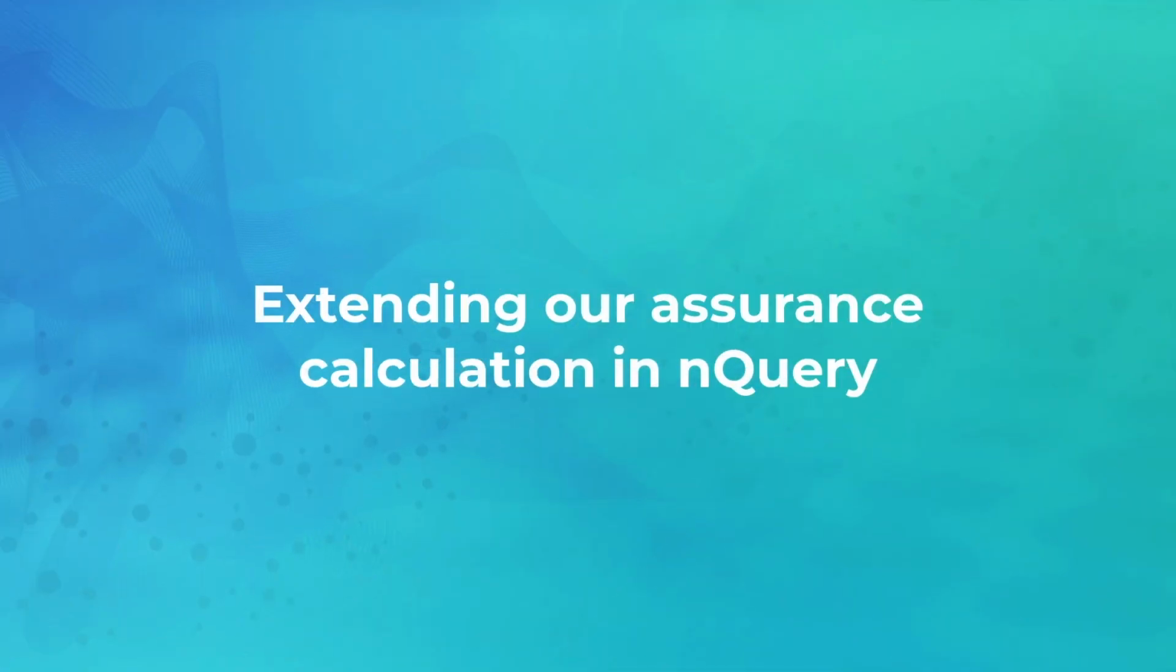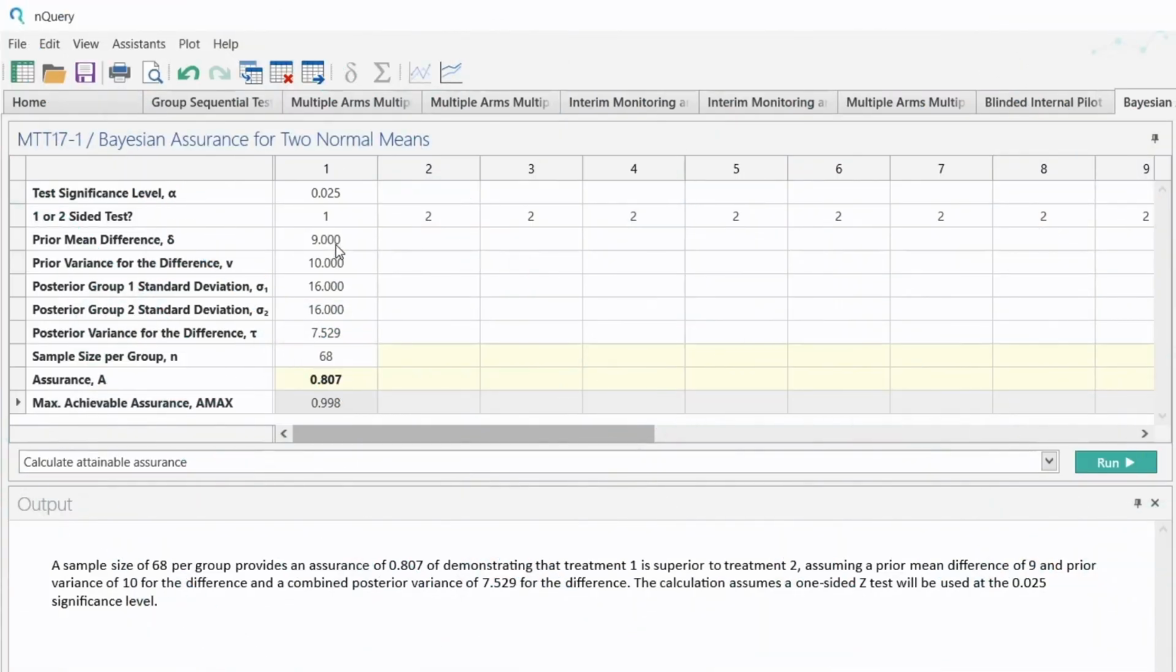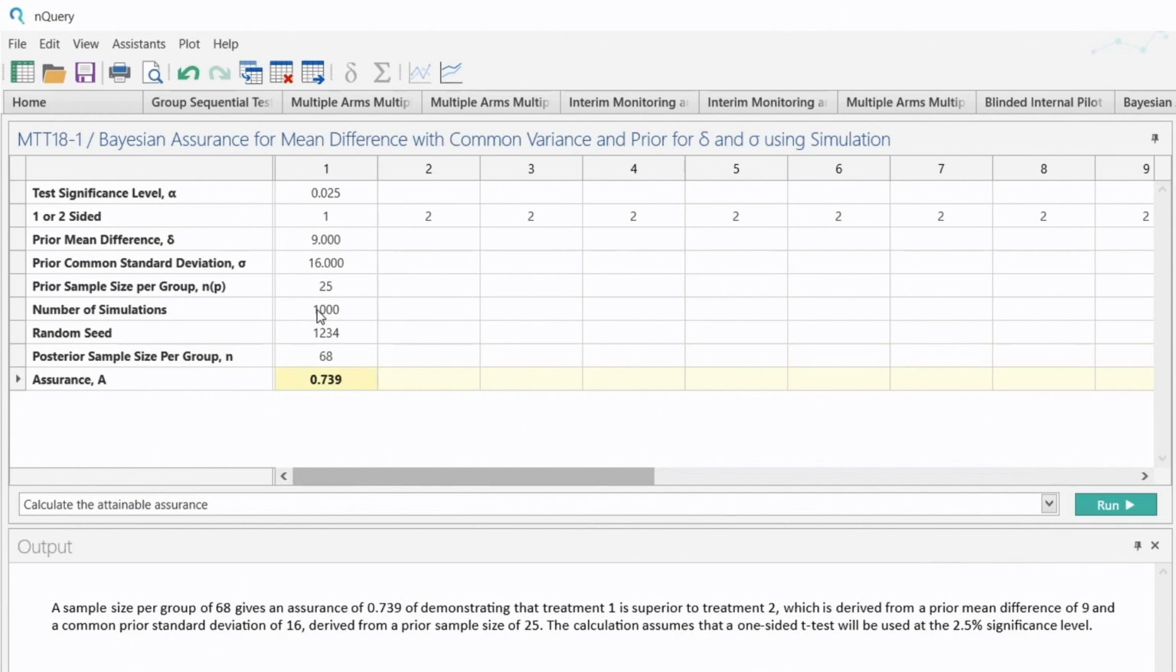Assurance calculations can take on a number of different forms even for the same test. If we wanted to extend our example where we had prior uncertainty around not only the mean difference but also the standard deviations, we can do that by assuming that those standard deviations came from a sample size or internal pilot of a given group. For example, here we can see the same study except where the standard deviation estimate of 16 had come from a prior sample size, say an internal pilot, of size 25. And in that case, the assurance would only be 73.9%.